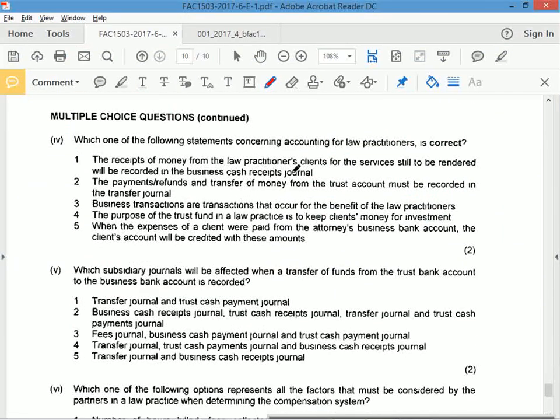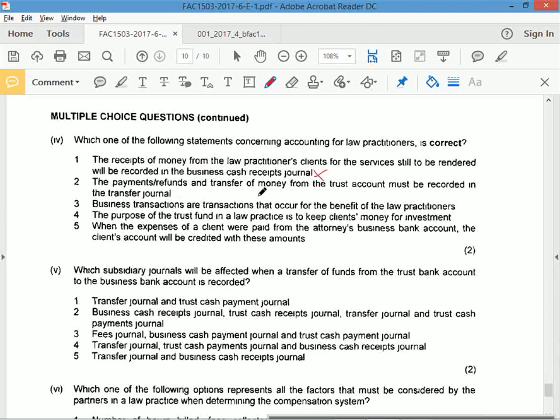Which of the following statements concerning accounting for law practitioners is correct? The receipts of money from the law practitioner's clients for services still to be rendered will be recorded in the business's cash receipts journal. Is it a business cash receipt? No, it isn't. Okay, it's not a business cash receipt. Why? It's a trust cash receipt.